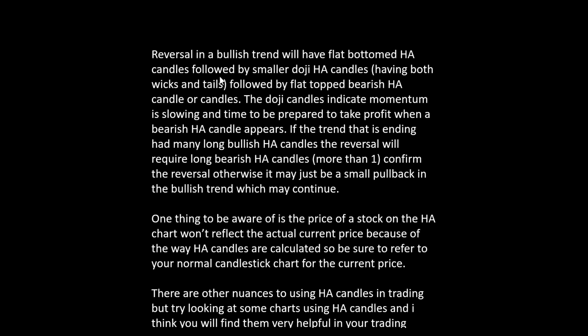So the reversal in a bullish trend is going to have a flat-bottomed Heiken-Ashi candle, followed by a smaller doji Heiken-Ashi candle, having both wicks and tails, followed by a flat top bearish Heiken-Ashi candle. So if you've got a bullish trend and you start getting doji candles and Heiken-Ashi candles with tails on them, followed by flat topped bearish Heiken-Ashi candles, so you go to a red candle with a flat top, that's going to tell you that you've got a bearish reversal in direction.